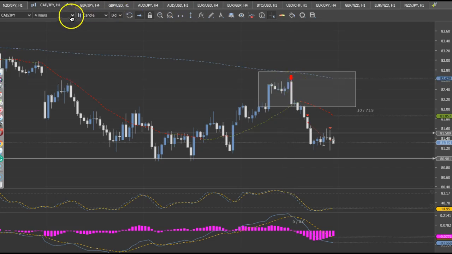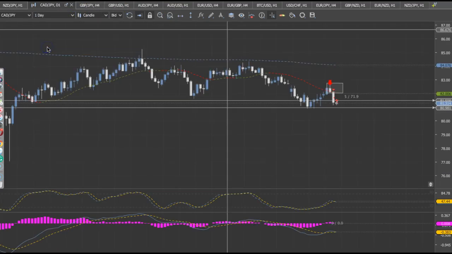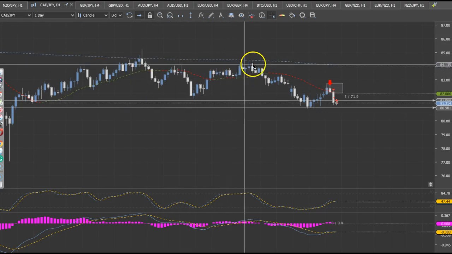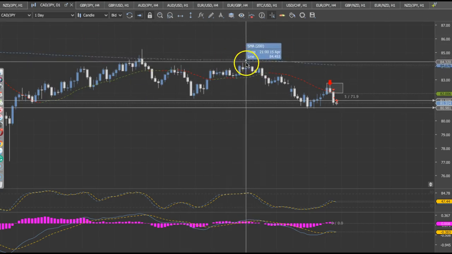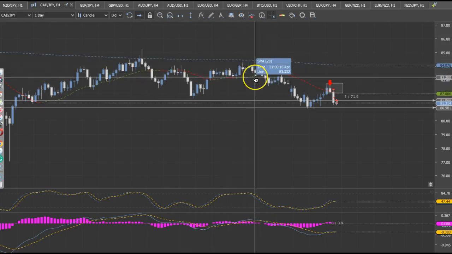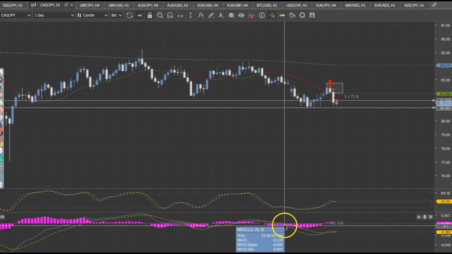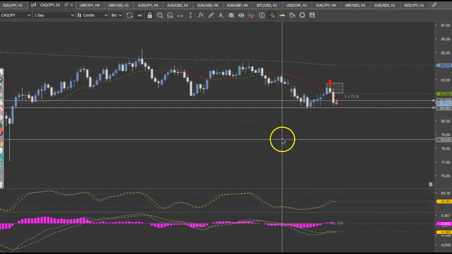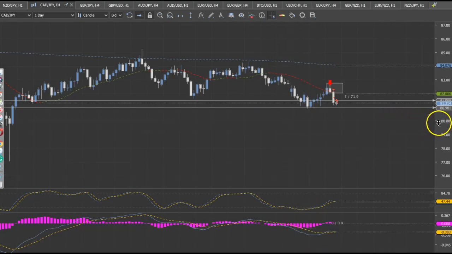So let's switch over to the daily chart again. Looking at a daily chart, we're clearly in a downtrend based on the 200 and the 20 moving average line. Okay, and MACD, the two lines of MACD are below the zero line. So that's how you can tell if the market's in a downtrend.